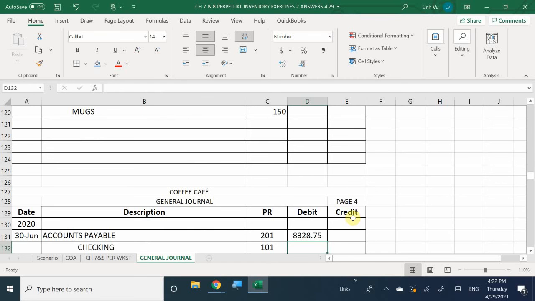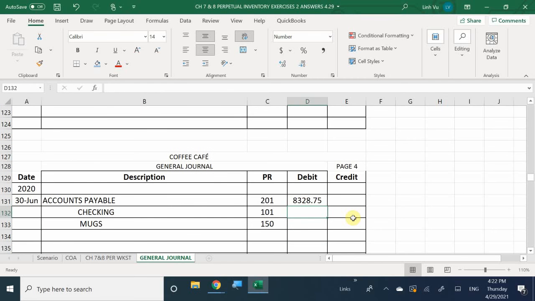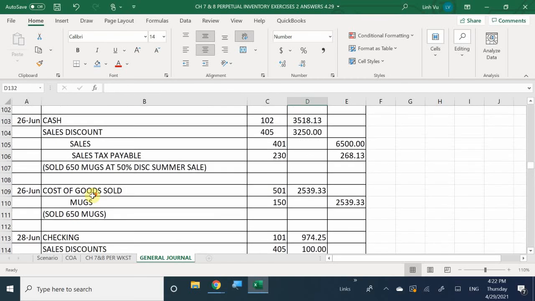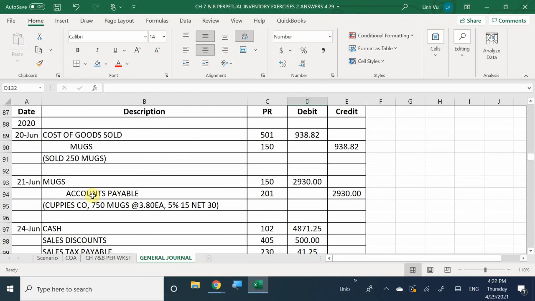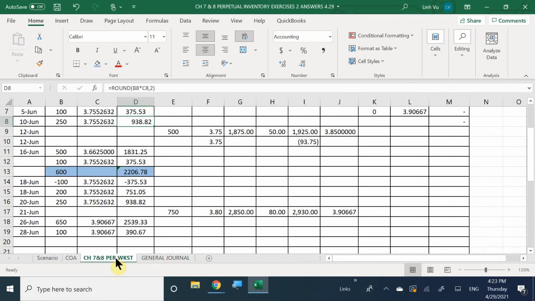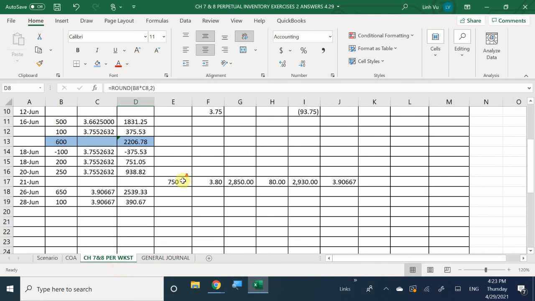So now the next thing I'm going to do is I need to calculate my discount. So let's take a look at my mugs. If I made a purchase on the 20th of June, I originally purchased 700 mugs at $3.80. If you want to, you can go to your inventory worksheet and figure out that number here.